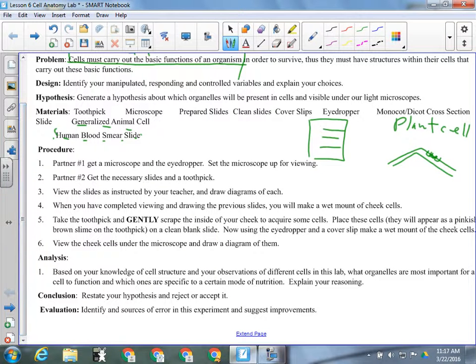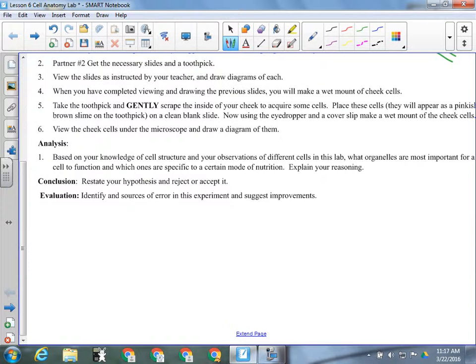You only have one analysis question. But that means I'm going to want a fairly detailed answer for it. Like I'm talking a paragraph that's decently long. Okay, maybe 2 paragraphs. Based on your knowledge of cell structure and your observations in the lab. Okay, different cells, what organelles are most important for a cell to function, and which ones are specific for a certain mode of nutrition? Explain.